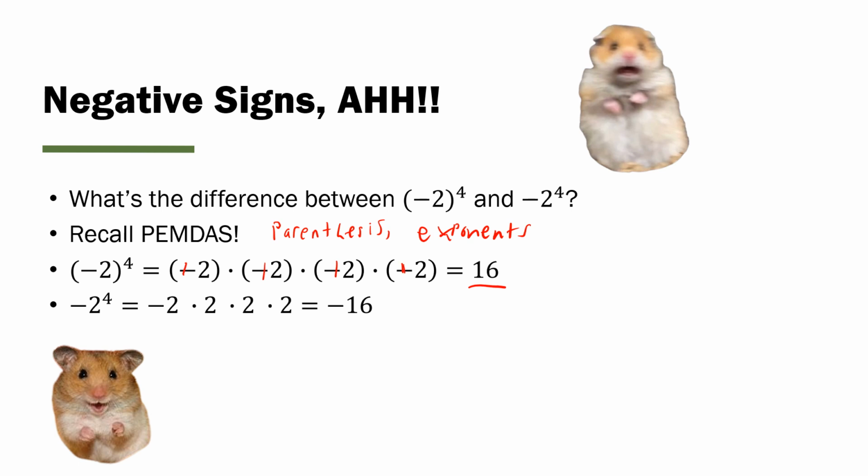But when we have -2 to the power of 4 without parentheses, well, this negative sign would correspond to subtraction. So negatives would be evaluated after evaluating exponents. So we're going to evaluate 2 to the power of 4 first, and then apply this negative sign. So you can see we get two very different answers. So you want to keep this in mind whenever you're solving problems with negative signs and exponents.